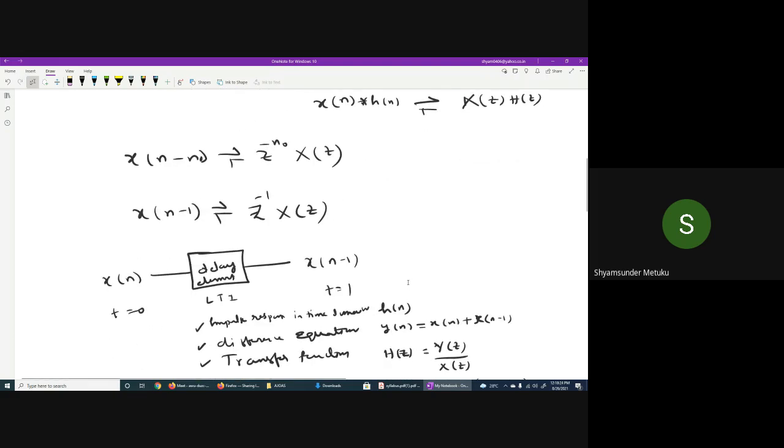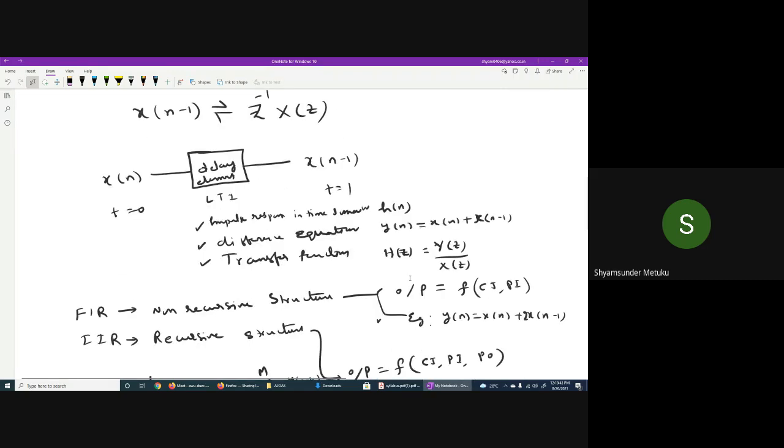Now we take one example of representing time delay for the Z transform. So x of n minus n naught is represented, as per the property, by z power minus n naught x of z. If x of n minus 1 is considered, then its corresponding Z transform is z inverse x of z. Then we take an example of a block which we call a delay element, for which x of n is the input, and the output will be x of n minus 1. It indicates that you apply the input at t equal to 0, but the output is available at t equal to 1. So there is a delay of 1 second.